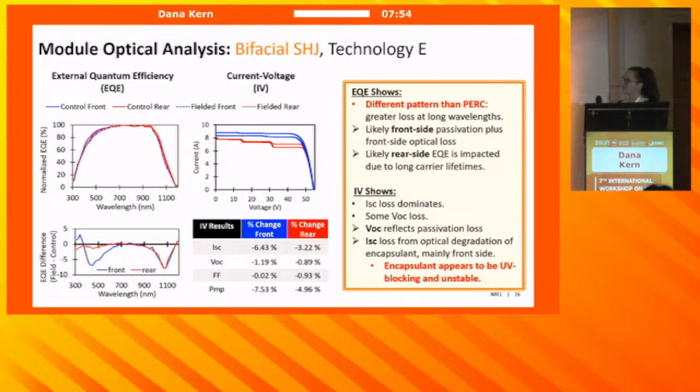But then we see this additional decrease in the long wavelength region, both measurements from the front and the rear side. We think that the decrease in long wavelength regions from the rear side is just due to the longer carrier lifetimes in the silicon heterojunction modules, so you still see the impact of the front side surface passivation loss when measuring from the rear. The decrease from the front side in the long wavelength regions is potentially consistent with the degradation of the UV blocking encapsulant, creating some byproducts in that range.